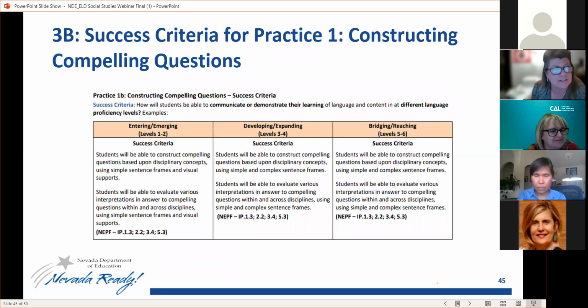So was this successful? The success criteria for practice 1, constructing compelling questions, and entering students: students will be able to construct a compelling question based upon disciplinary concepts. Students will be able to evaluate various interpretations. Did they do that? Yes, they did. How about developing and expanding? Were students able to evaluate various interpretations? Were they able to understand that article they interpreted? Did they annotate it? Did they understand it? Were they able to build upon their knowledge or clear up misconceptions? And then finally, in the end, the students were able to construct that compelling question to support their supporting questions.